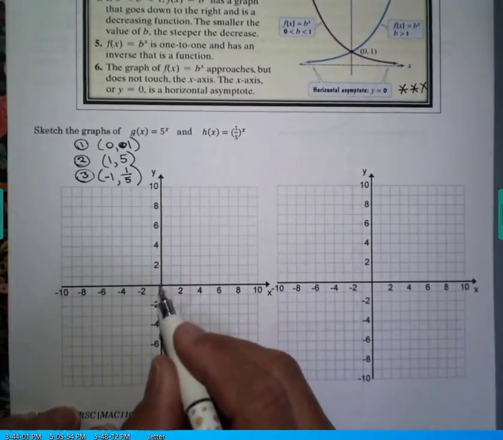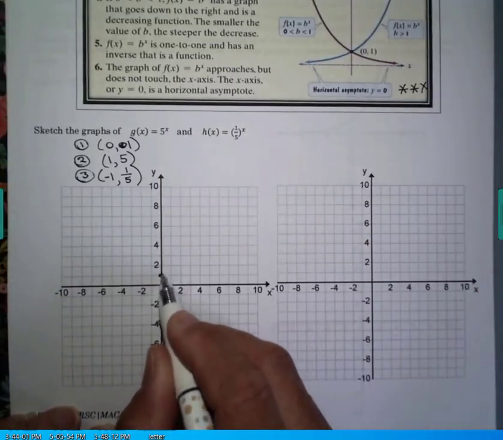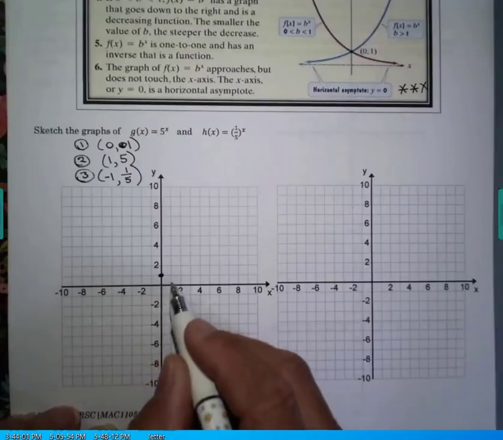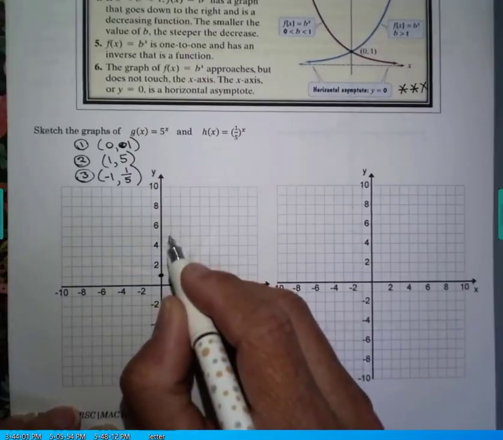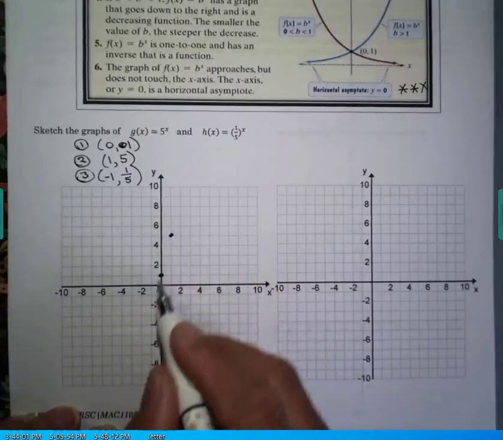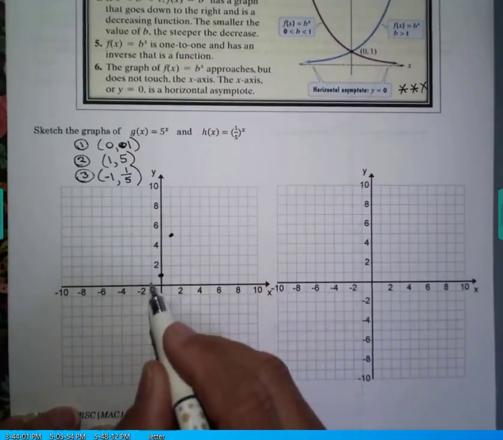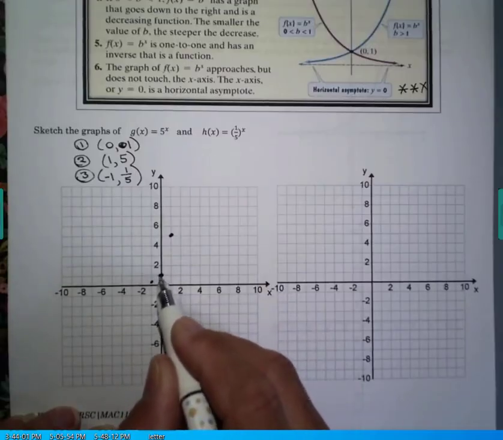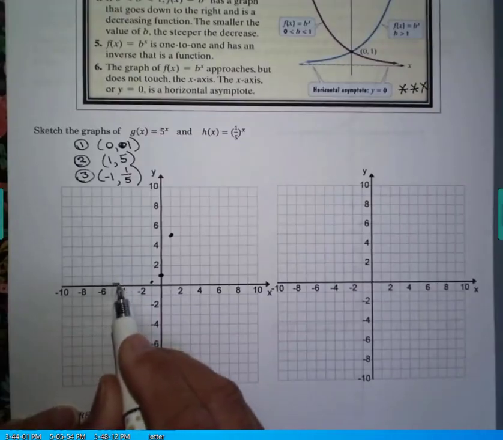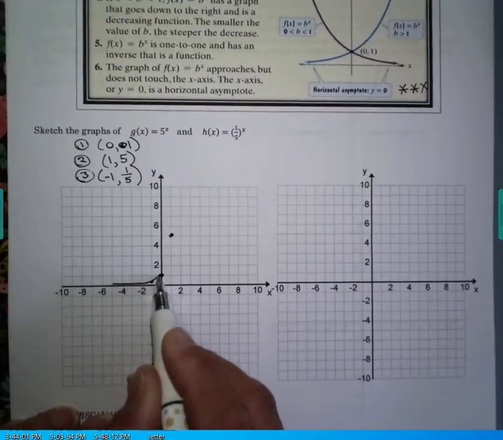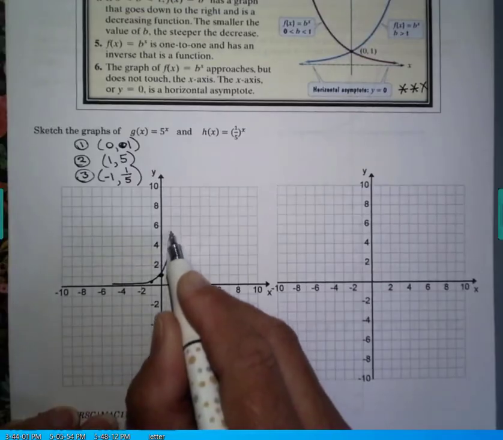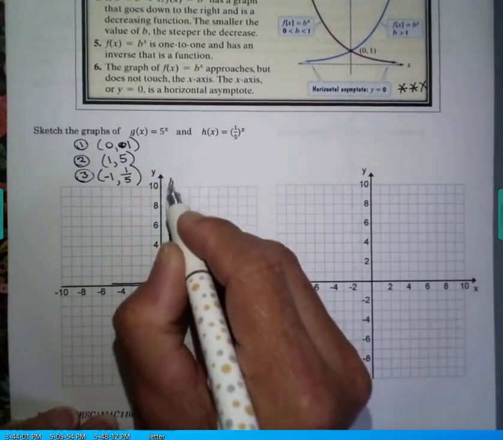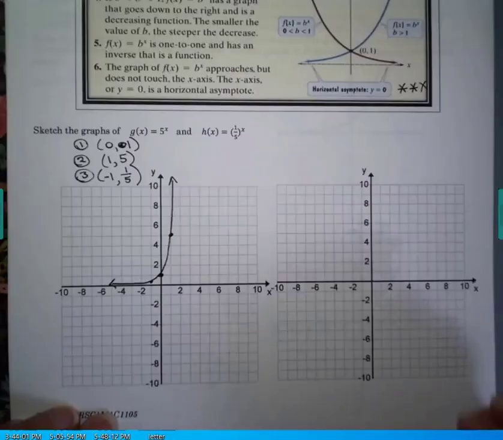So I'm going to say I have the point 0, 1. It's always going to be in here. And then I have the point 1, 5, right about here. And then I have the point negative 1, 1/5, which is really close to the asymptote, isn't it? So if I draw it, getting as close to that asymptote as I can, and it's going to go up quickly to the right, this would be my function graphed.